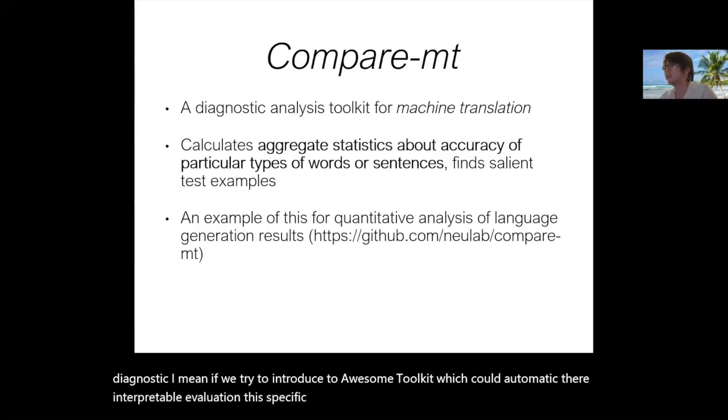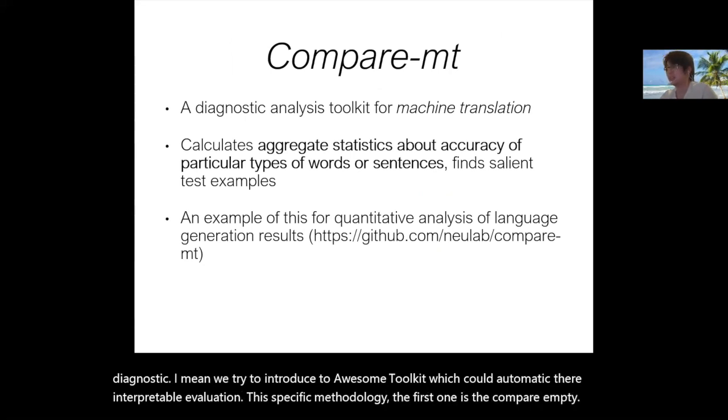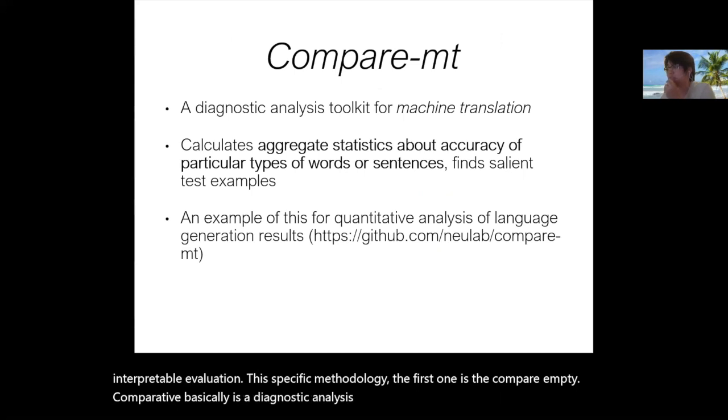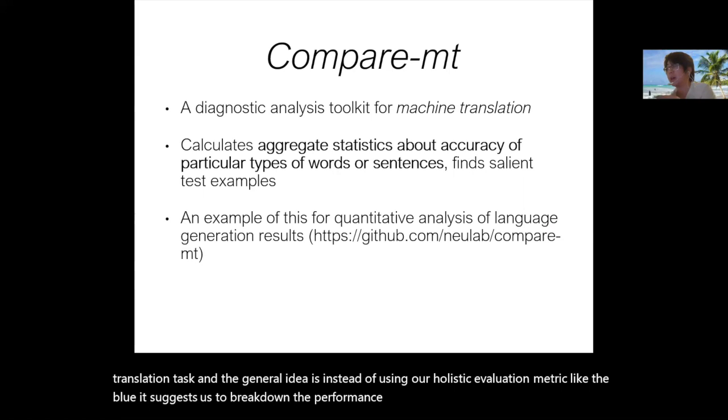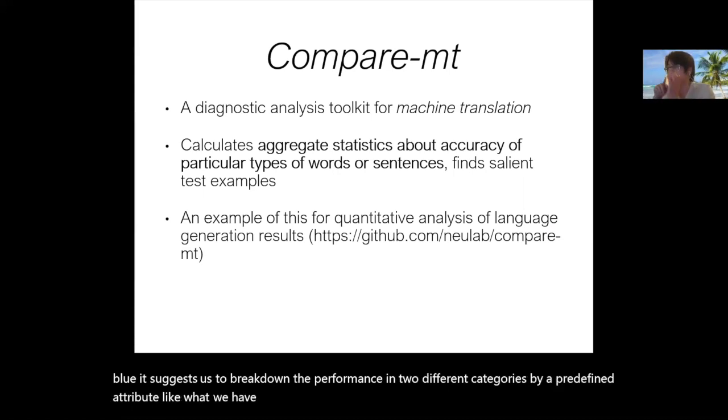The first one is CompareMT. CompareMT basically is a diagnostic analysis toolkit specifically designed for the machine translation task. And the general idea is, instead of using a holistic evaluation metric like BLEU, it suggests we break down the performance into different categories by a predefined attribute, like what we have discussed previously. The attribute could be the sentence length or the part of speech tag.